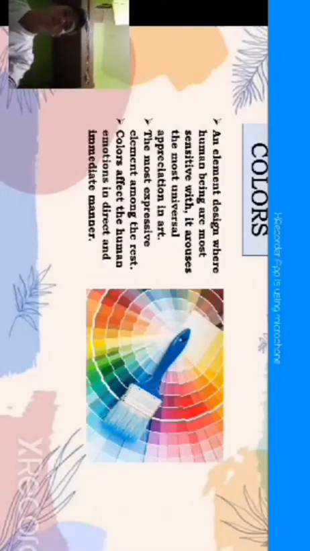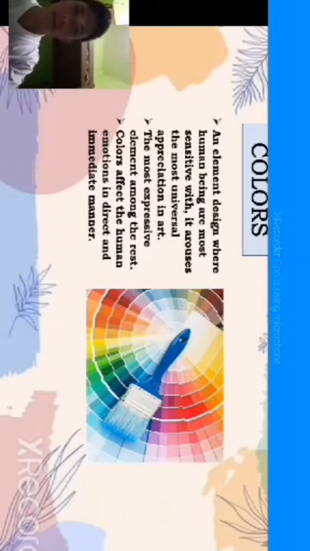So we have here the colors. Ano nga ba ang kulay? An element design where human beings are most sensitive with. It arouses the most universal appreciation in art, the most expressive element among the rest. Colors affect the human emotions in direct and immediate manner. So meaning, colors play a huge role in human interaction. We're far better able to recognize each other due to the fact that we can see in such a wide range of color.